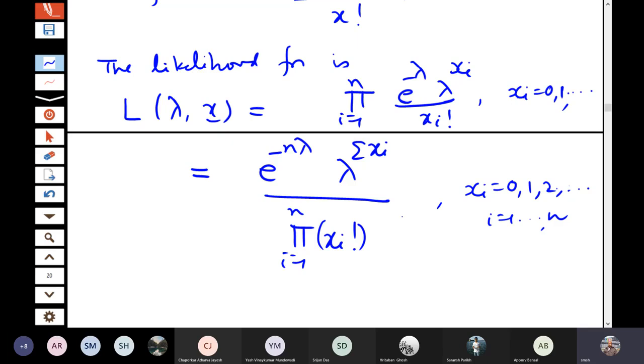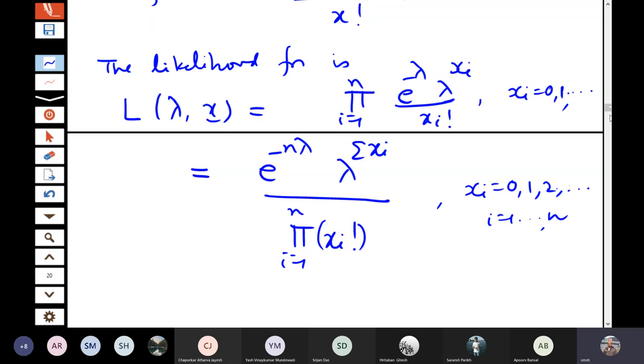Now if I want to maximize this with respect to lambda, you can see this is a little bit complicated function, because it is a product of two terms containing lambda. So if you use ordinary methods of calculus, then you need to look at whether it is an increasing function or decreasing function. Individually, e to the power minus n lambda is decreasing and lambda to the power sigma xi is increasing. But what about the product? If you want to study that, then you need to take the derivative of this, and since it is a product of two terms with certain exponents, it will be a little complicated.